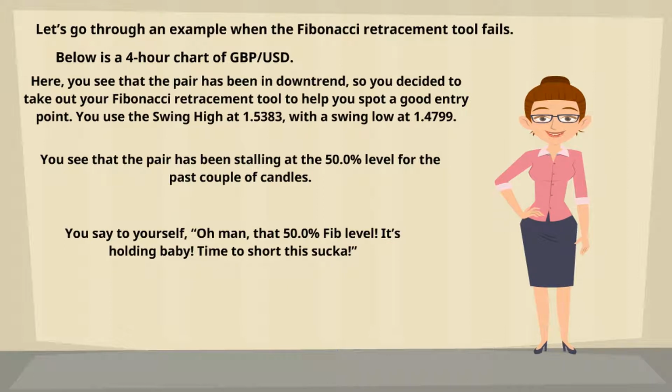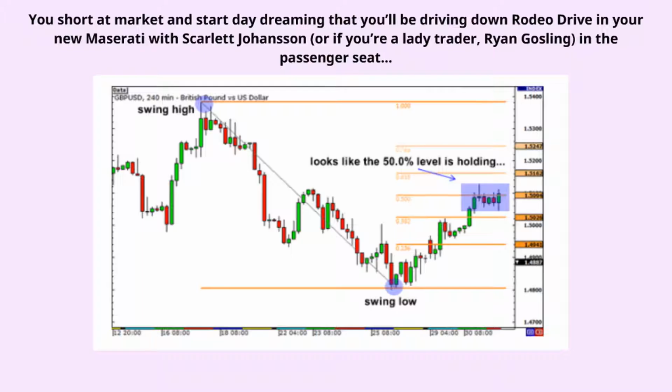You say to yourself, oh man, that 50.0% Fib level. It's holding, baby. Time to short this sucker. You short at market and start daydreaming that you'll be driving down Rodeo Drive in your new Maserati with Scarlett Johansson, or if you're a lady trader, Ryan Gosling, in the passenger seat.